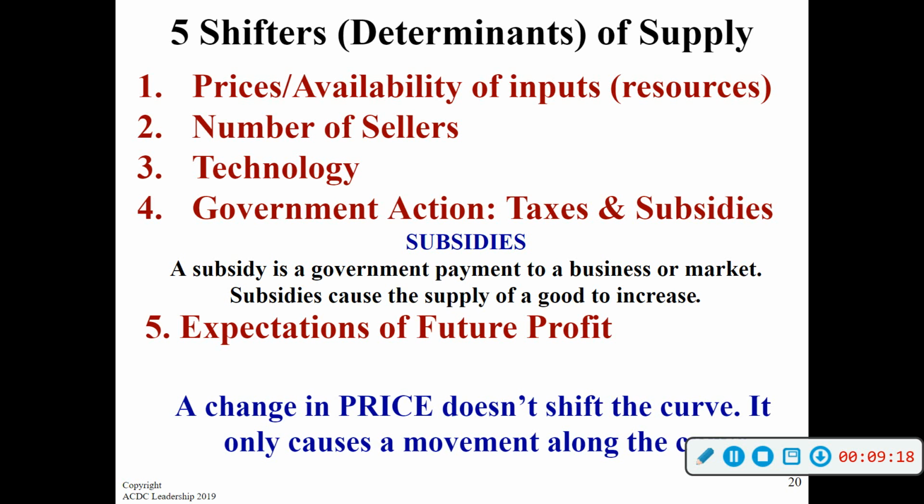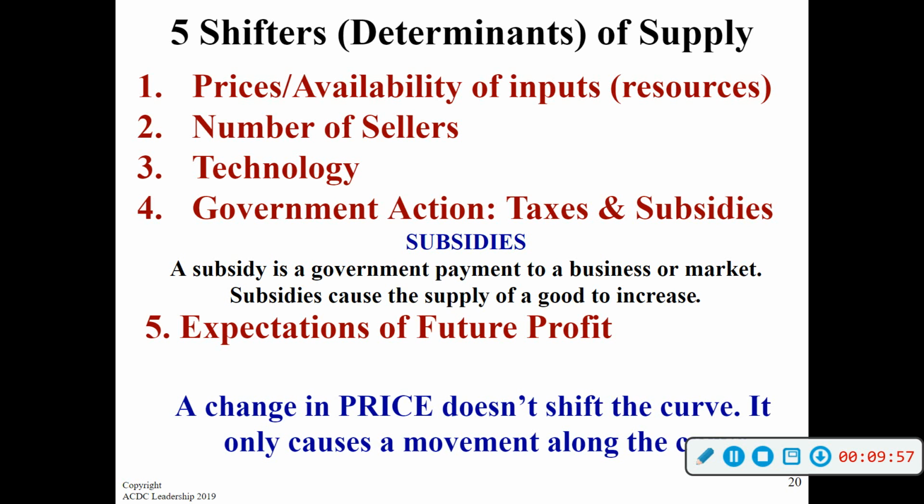Four, government action. You've got two types, taxes and subsidies. So taxes are when the government collects money from businesses. Well, that's a new expense. And so now if the businesses have to pay the government, that decreases the amount of money they have towards production. So taxes shift the curve to the left. Taxes decrease supply. Subsidies are when the government gives money to businesses to produce more. The government has subsidized COVID vaccine production so that they can increase a greater amount. And so the government is giving money to increase production. So subsidies shift the supply curve to the right.